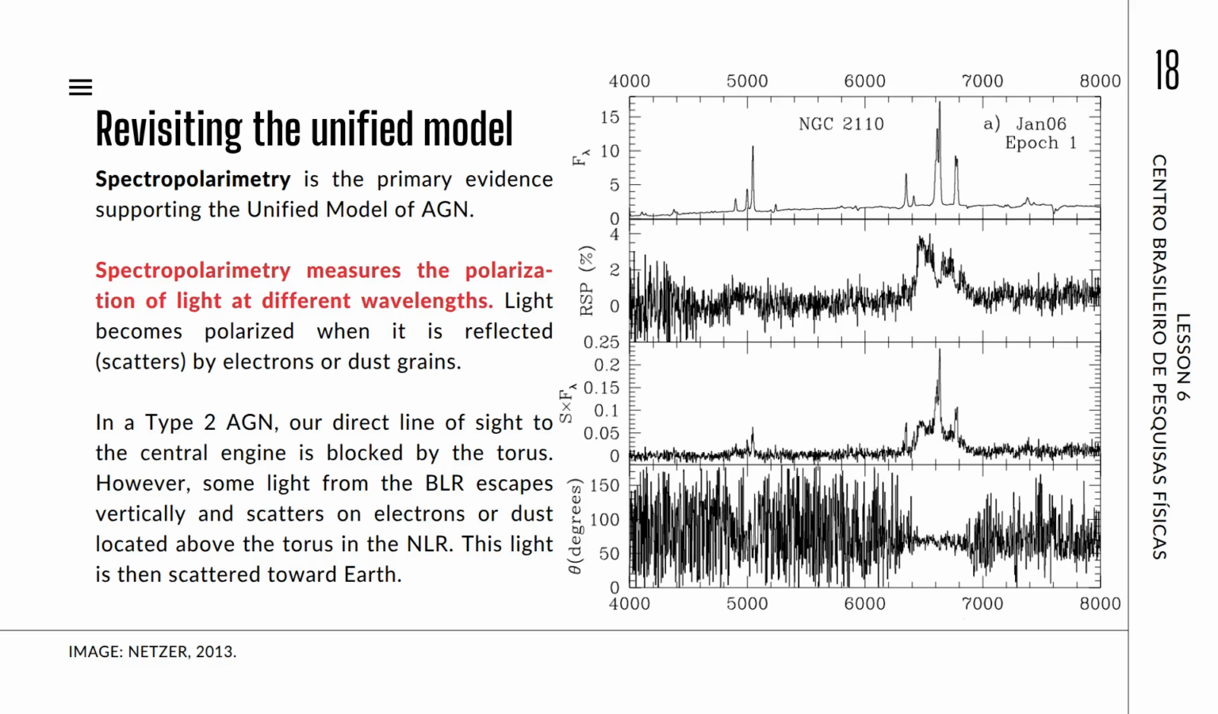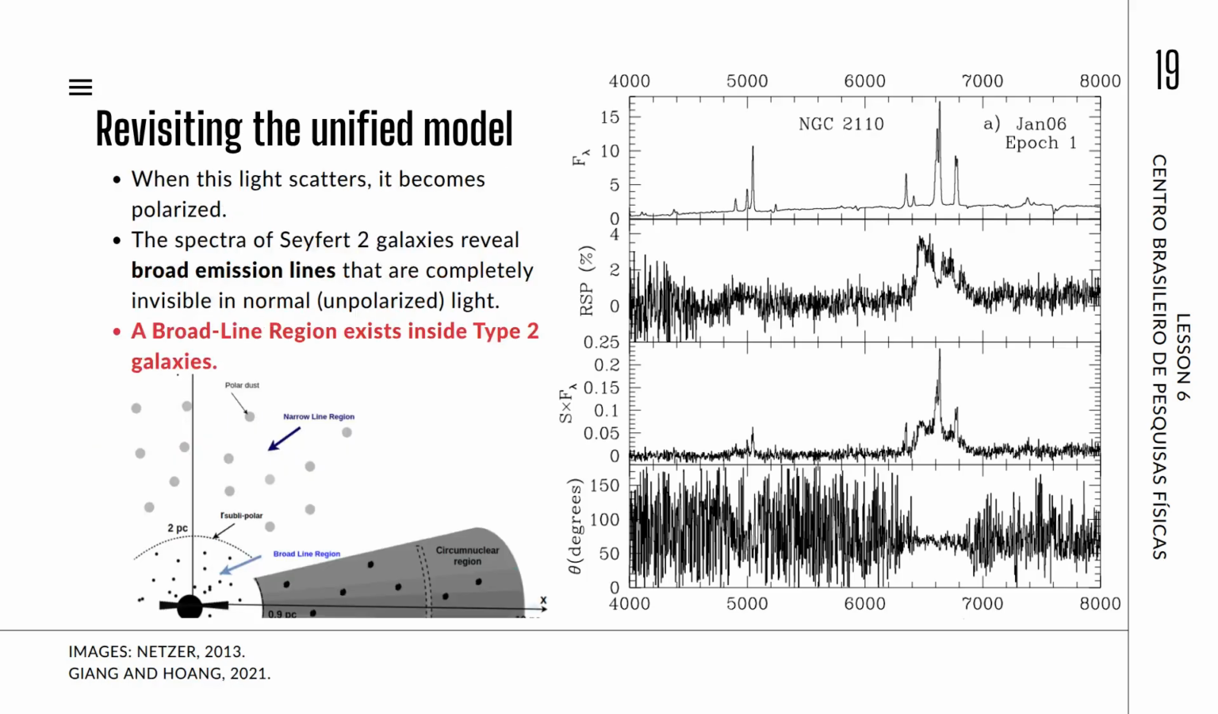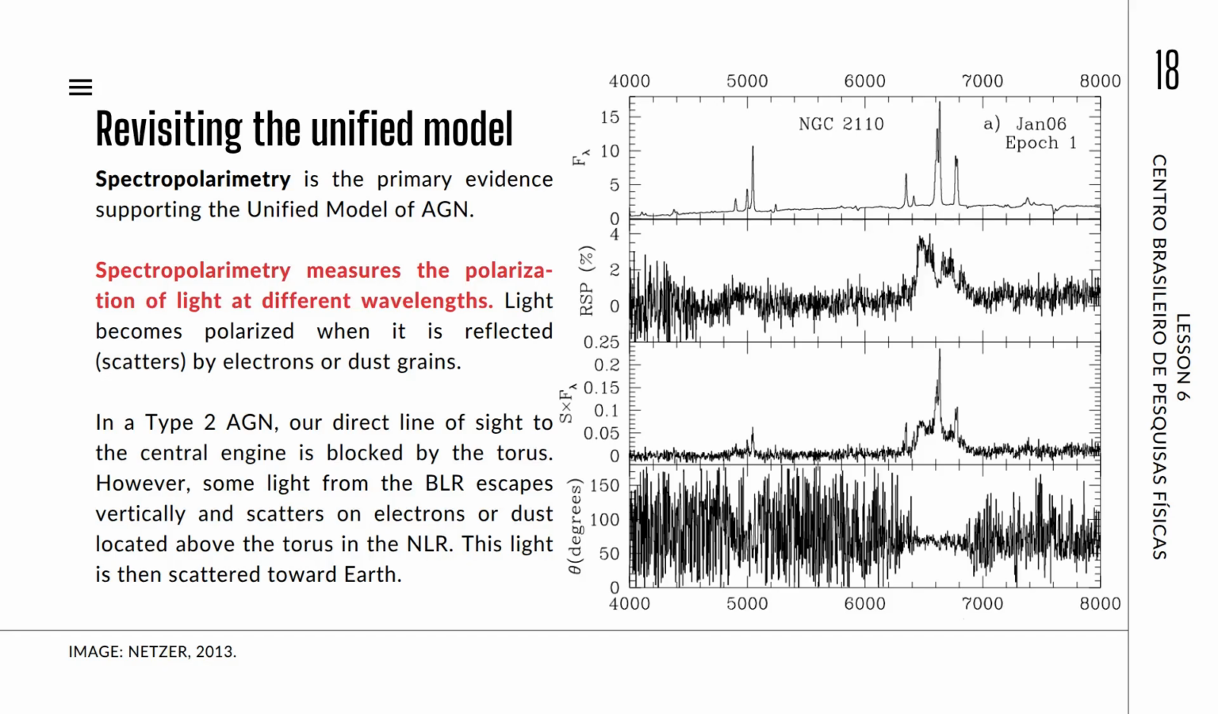Okay, let's revisit the unified model. Maybe I should have put this image before. But let's try to recap a little bit. What's the difference between AGNs type 1 and type 2? What's the major difference? The inclination. So type 2, we only see narrow lines, which means that we are seeing in the direction of the torus. We are not seeing close to the black hole.